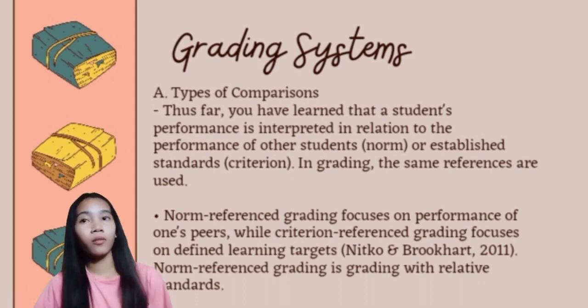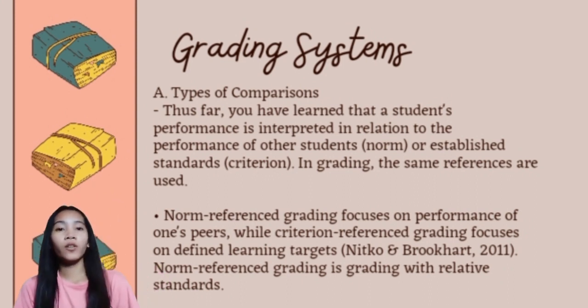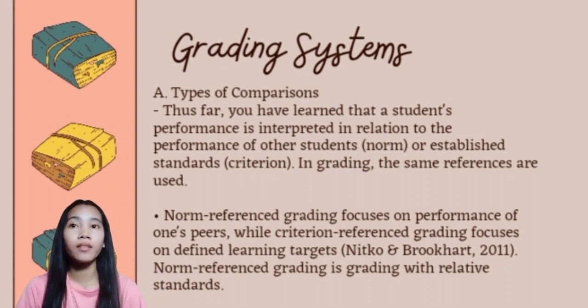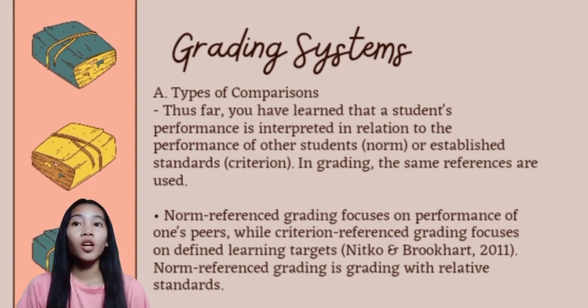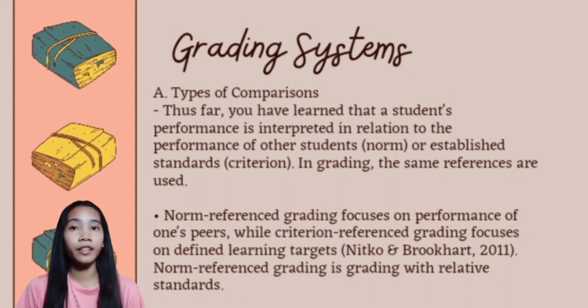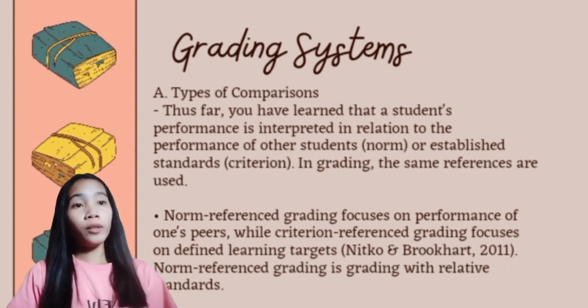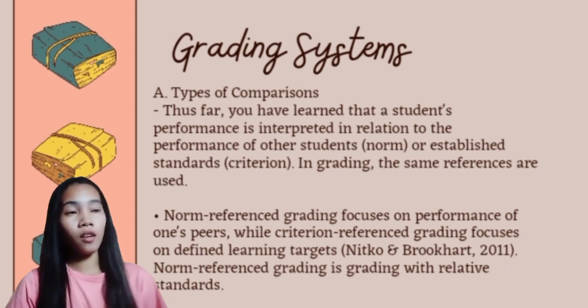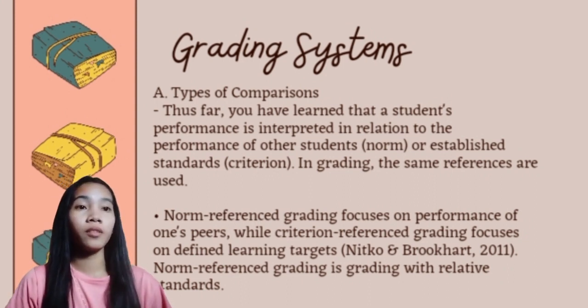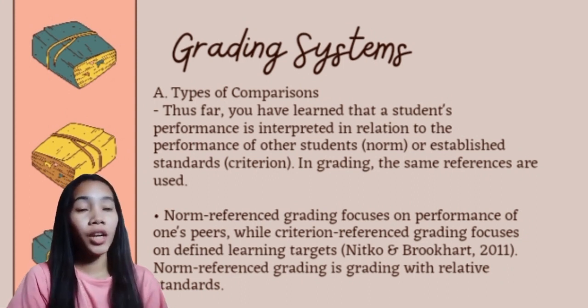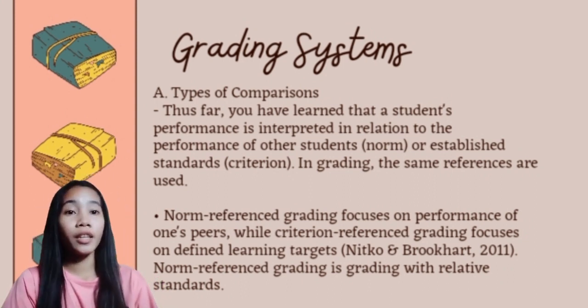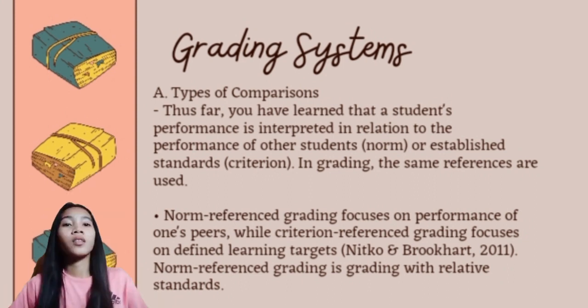First is the types of comparison. Thus far, you have learned that a student's performance is interpreted in relation to the performance of other students, or norm, or established standards, which is criterion. In grading, the same references are used. Norm reference grading focuses on performance of one's peers, while criterion reference grading focuses on defined learning targets. Norm reference grading is grading with relative standards.